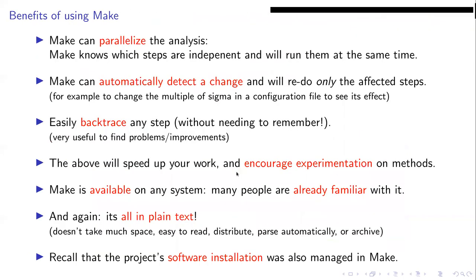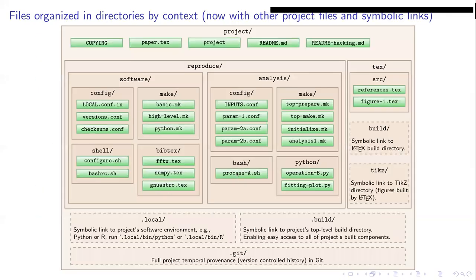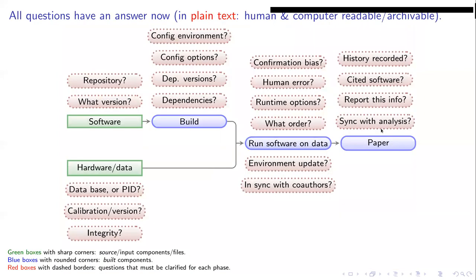And so I'll skip this part too, because it's already 50 minutes. But this is just the general file structure. You see, these green ones are again the plain text source files. In the project you have these top level things, and then you have a reproduce directory. Within the reproduce directory you have software and analysis. So this controls the software building part, this controls the analysis part, and this controls the TeX part where you want to actually build the paper.